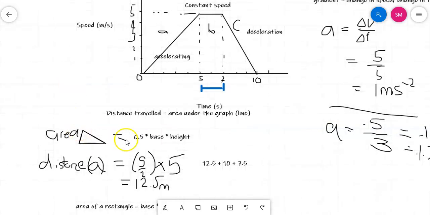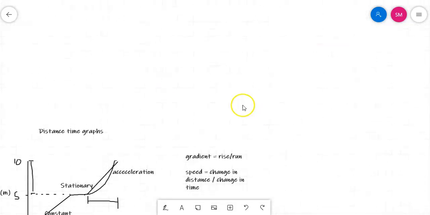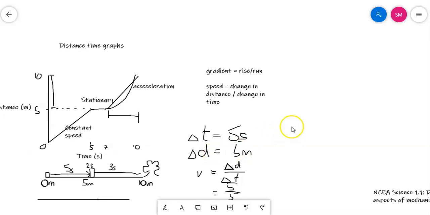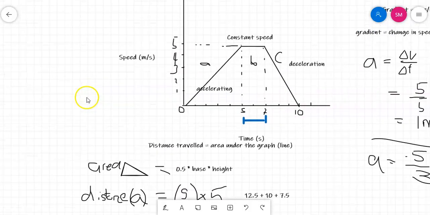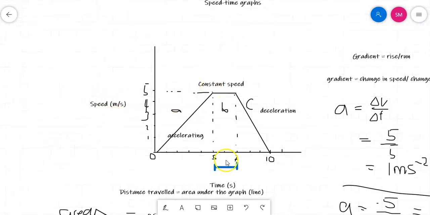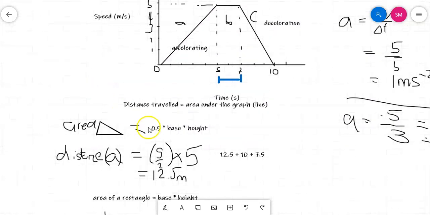A common thing that gets confused is that people will look at the formula sheet and try and rearrange this formula here. So just remember, if you're calculating the distance from a speed time graph, it's just the area under the graph. So either half base times height for triangles or base times height for rectangles.